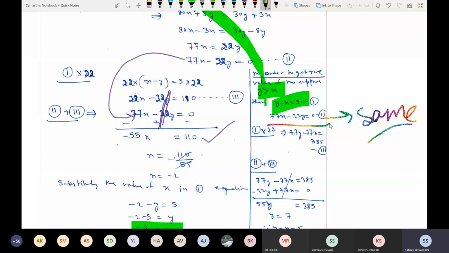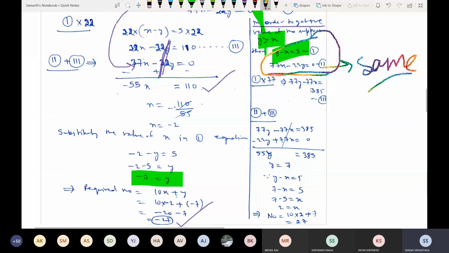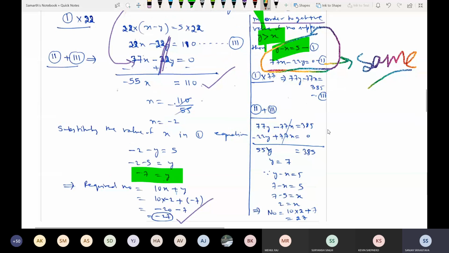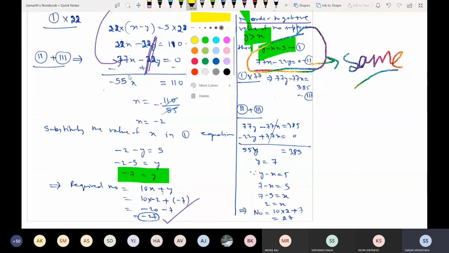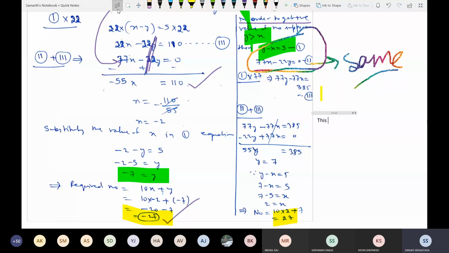So I have multiplied the first equation by 77. You will get 77y minus 77x is equal to 385, when you multiply 5 into 77. Then I have added the second and third equations. The second equation is 77x minus 22y equal to 0, and the third equation is 77y minus 77x is equal to 385. Minus 77x and plus 77x will cancel. You will get 55y is equal to 385, so y is equal to 7.